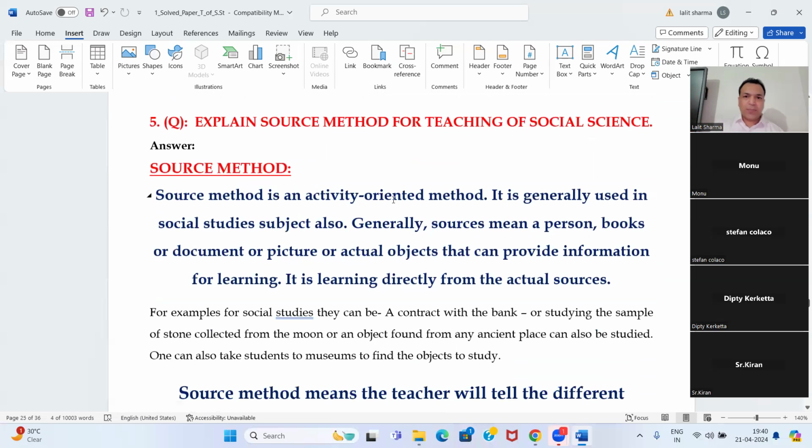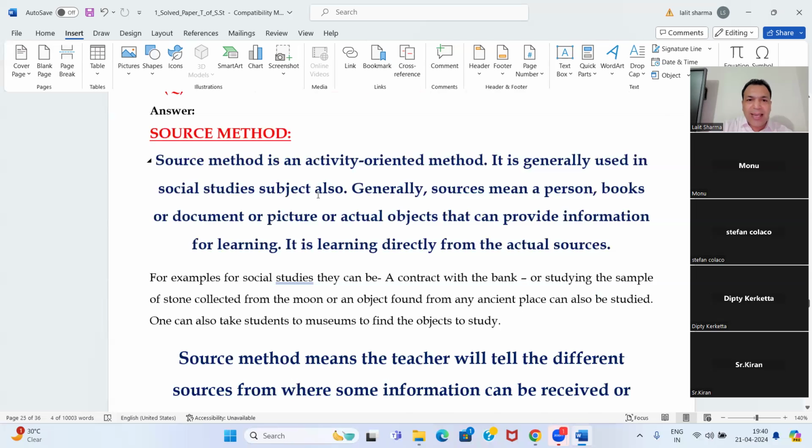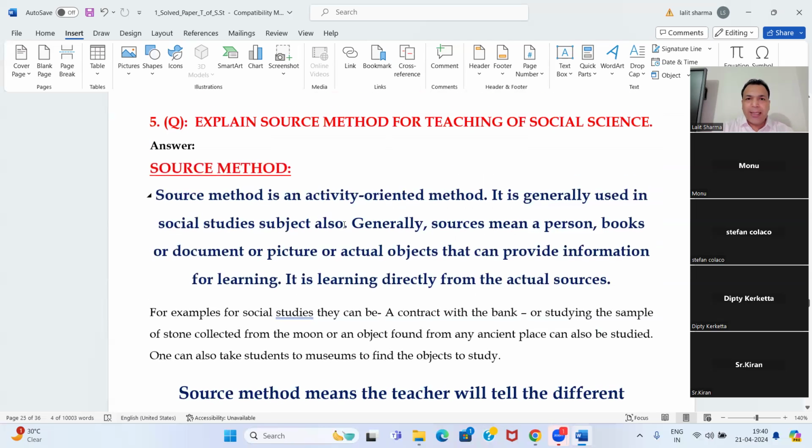व्हाट इज सोर्स मेथड फॉर टीचिंग ऑफ ए सोशल साइंस? ओके, सोर्स मेथड क्या चीज होती है? नेक्स्ट क्वेश्चन इज, सोर्स मेथड इज ए एक्टिविटी ओरिएंटेड मेथड. इट इज जनरली यूज्ड इन सोशल स्टडीज सब्जेक्ट आल्सो. जनरली source means a person, books or document or picture or actual object that can provide information for learning. It is learning directly from the actual source.